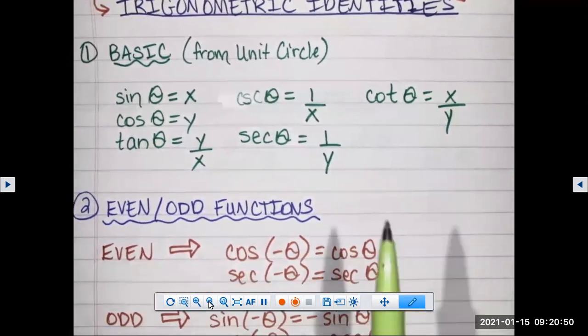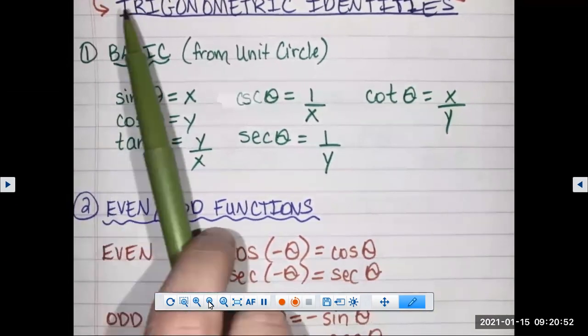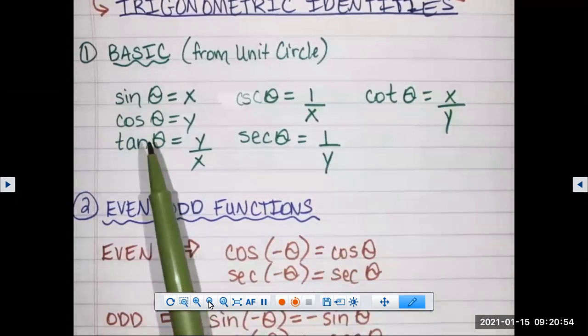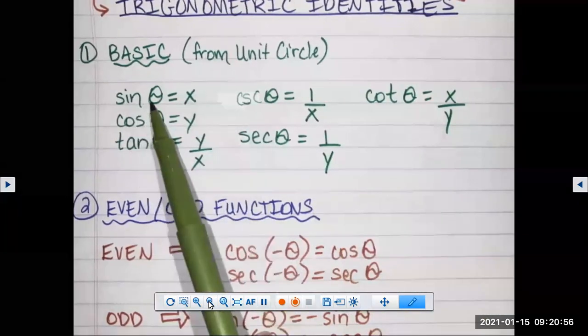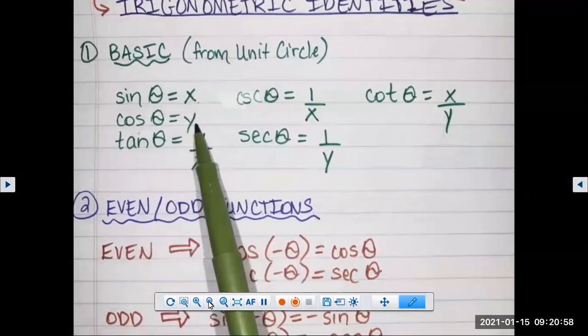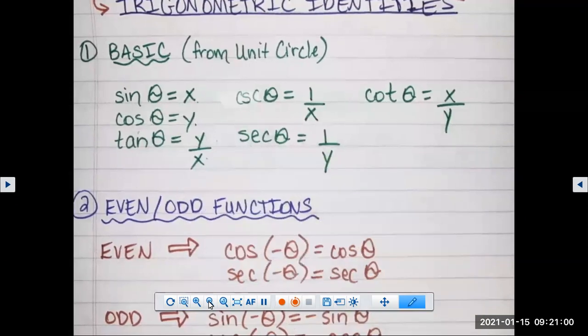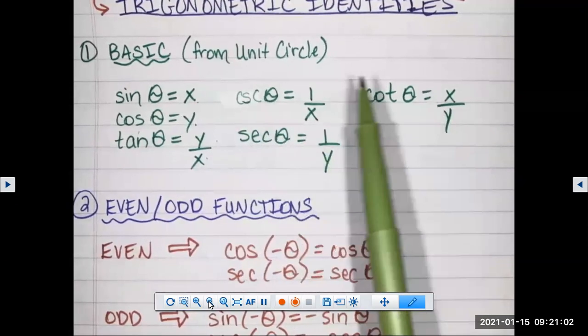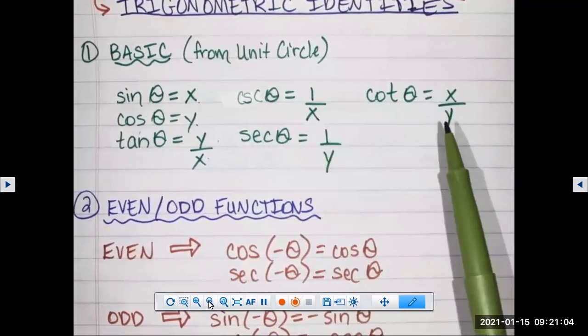All right, your very basic trig identities from the unit circle, which we've already talked about. Sine was associated with your x coordinate, cosine y, tangent was y over x, and of course to get your cosecant, secant, cotangent, you just flip those.